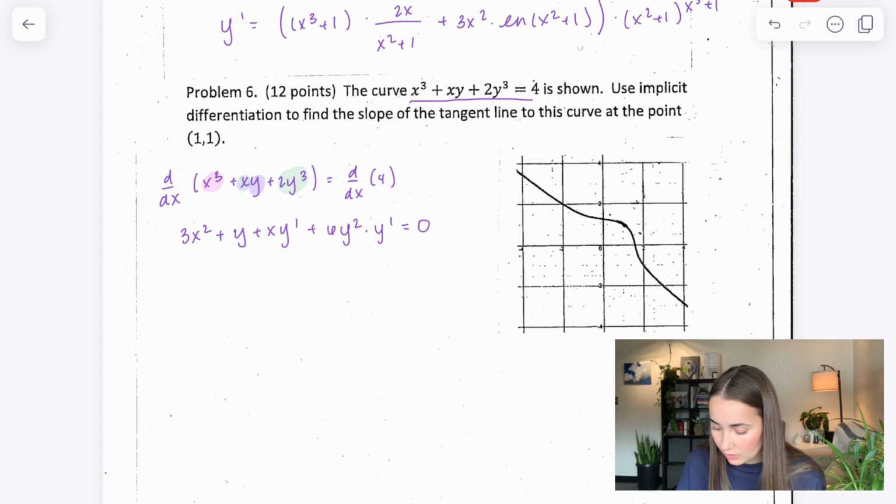So now let's go ahead and look at our y primes. I have a y prime right here and a y prime right here. I'm going to keep all my y primes on one side, and I'm going to move over my non-y primes to the other side.